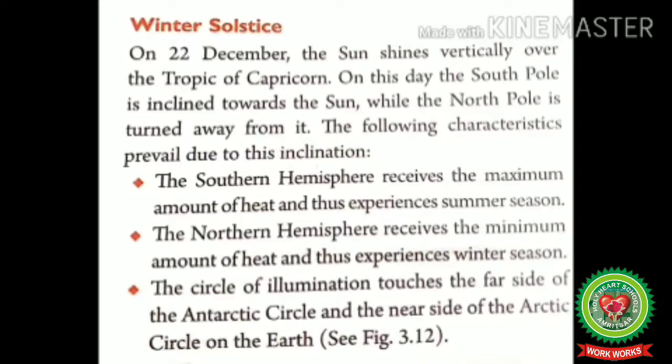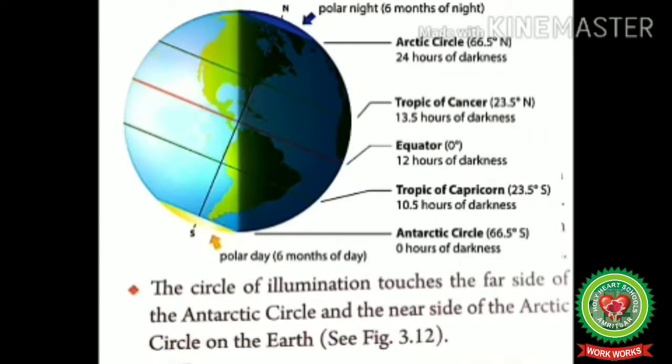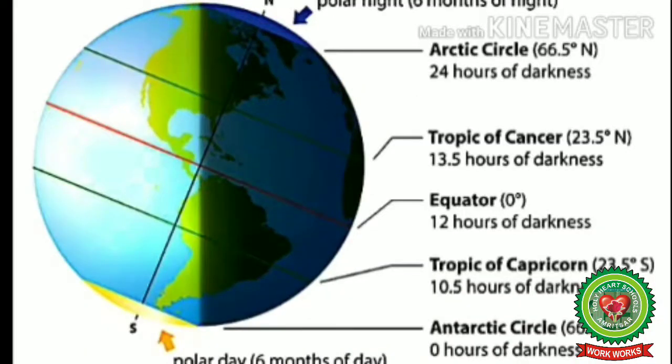The northern hemisphere receives the minimum amount of heat and thus experiences the winter season, and this is due to the inclination of the Earth's axis. At this time, the North Pole is farthest from the sun. The circle of illumination touches the far side of the Antarctic Circle and near side of the Arctic Circle on the Earth. Thus, the Antarctic Circle falls within the illuminated, means lit up, part, and Arctic Circle lies in the darkness.